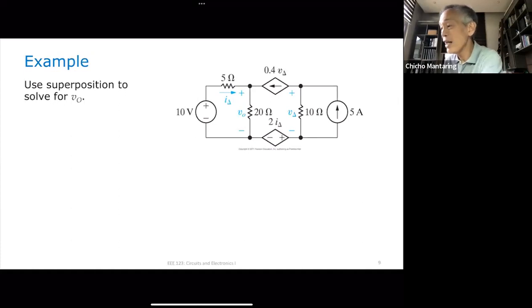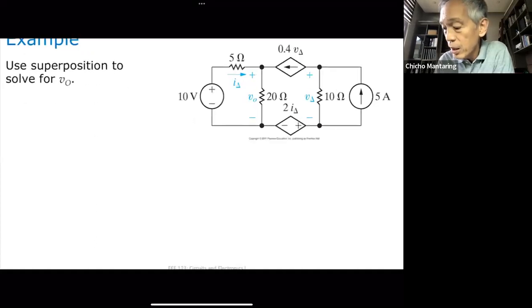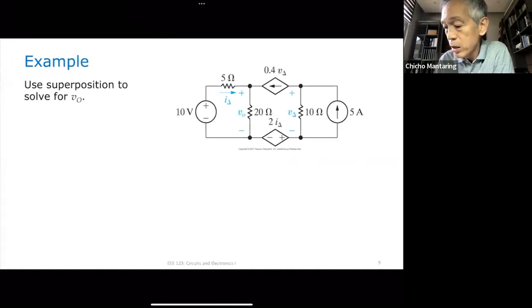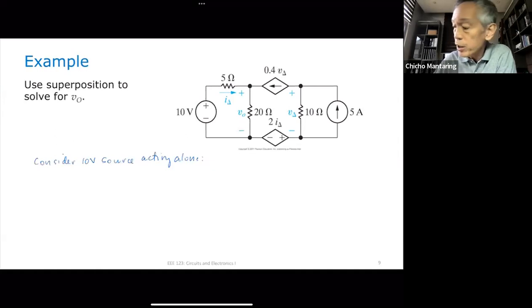Okay, let's try to solve this problem, and this is probably going to challenge you a little bit. It's going to test your nodal analysis skills. First, let's consider the 10-volt source acting alone. So what do I do with this 5 ampere source? I will replace it with an open circuit. So all that remains is this 10-volt source. Let me draw now my equivalent circuit.